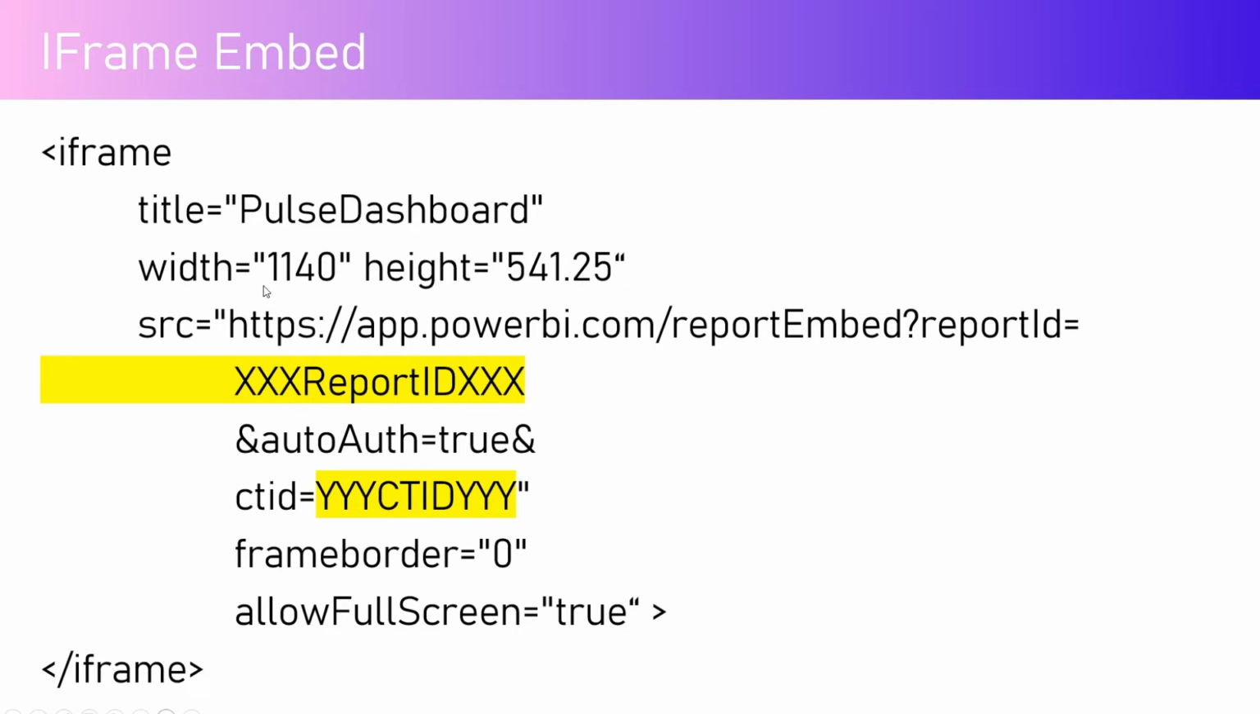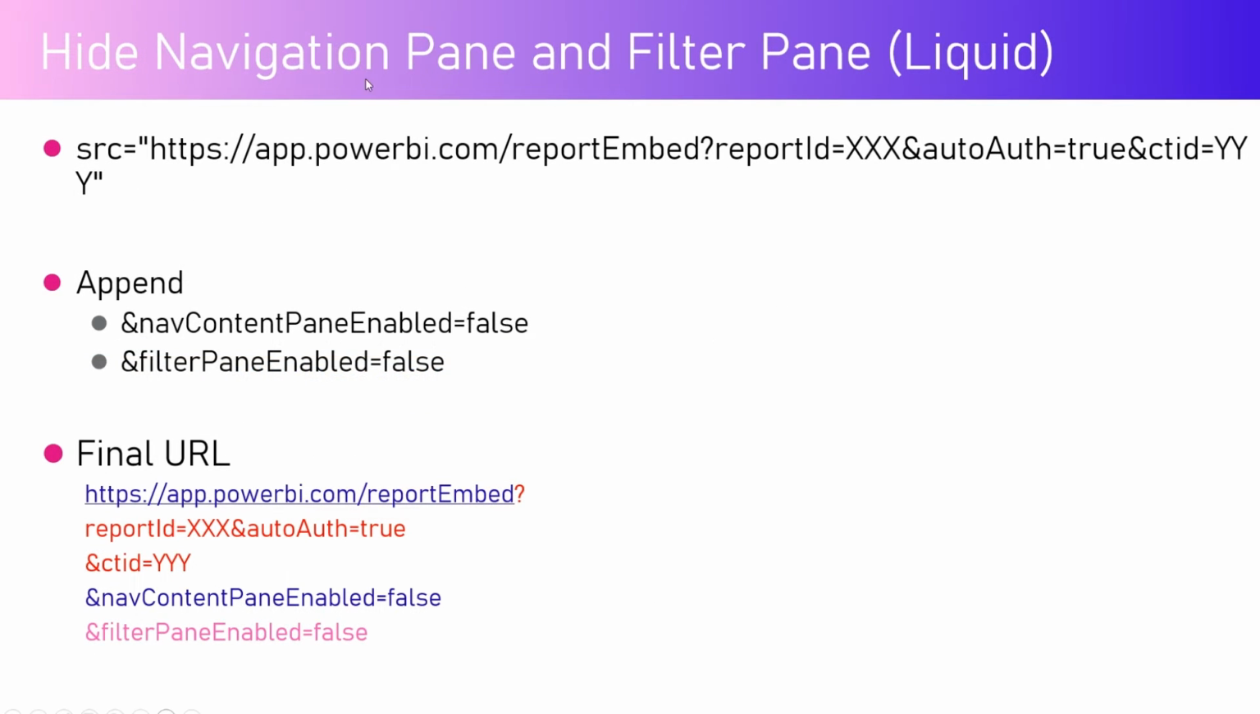Now if you see this URL, it is a bit different than what we have seen a couple of slides back. Here it says https://app.powerbi.com/reportEmbed, and then it asks for the report ID, and then the ctid. The syntax is basically app.powerbi.com/reportEmbed?reportId=XXX&autoAuth=true&ctid=YYY. Now XXX and YYY need to be replaced with dynamic content. We can append navContentPaneEnabled as a query string and mark it as false, and filterPaneEnabled and mark it as false, so that it will hide the navigation pane and the filter pane.